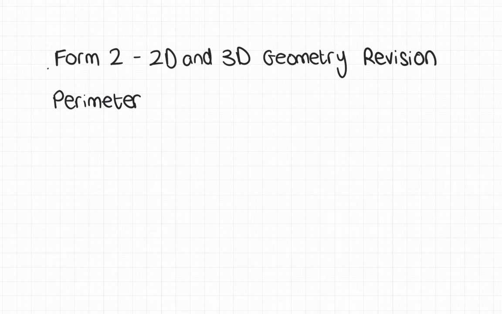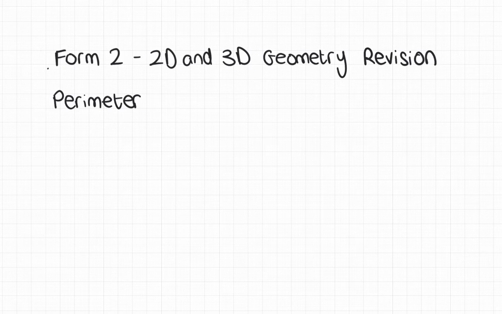Okay, this is a quick video on the topics that you needed to know in the Form 2 2D and 3D geometry unit. So the first thing that you need to know is what perimeter is and what it means. The perimeter of a shape is just the length all around the outside.